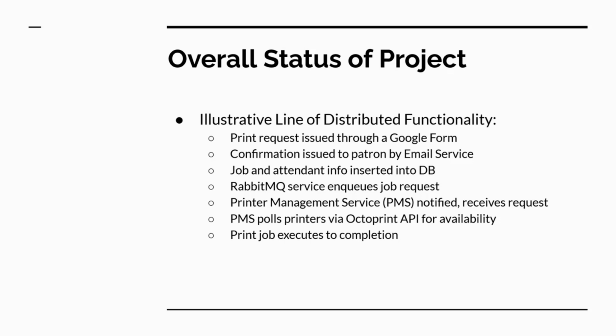The RabbitMQ, which is our queuing service, is going to then enqueue that job request, and the printer management service, which is listening to RabbitMQ for these requests, will then be notified and receive this request. The PMS will then pull the printers that are available, doing so via the Octoprint API to see which ones can actually handle the job, and then the print job will execute to completion. Currently, as I stated before, this is going to be on a virtual printer for the purposes of this example, but this example would also map quite cleanly onto real life once we enhance the existing functionality.